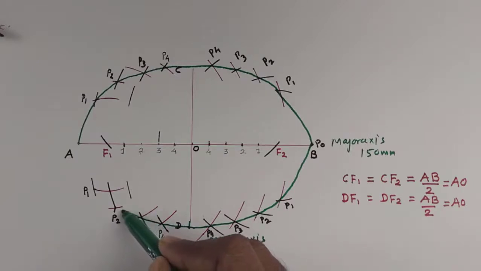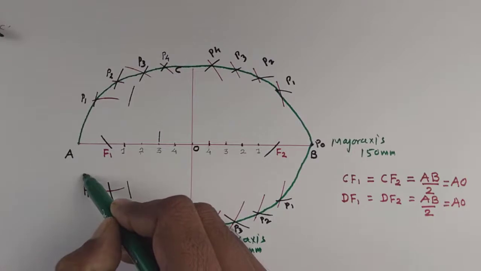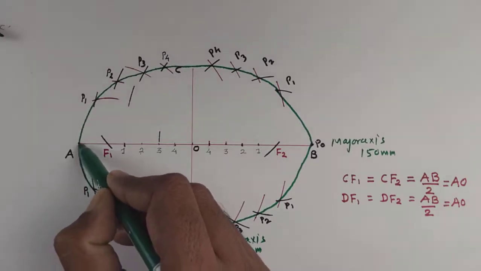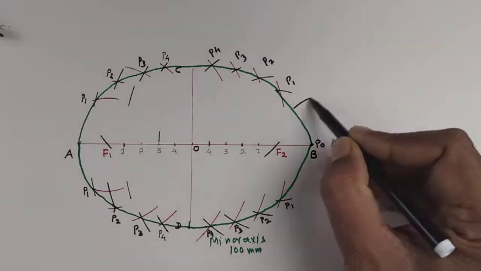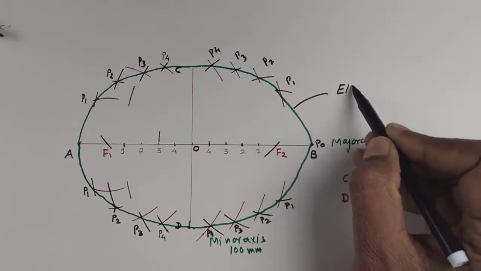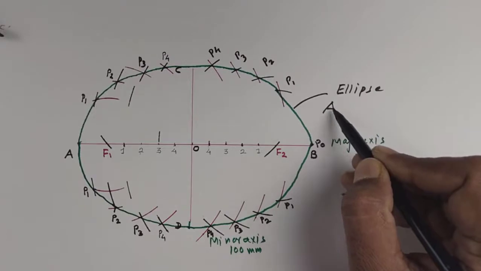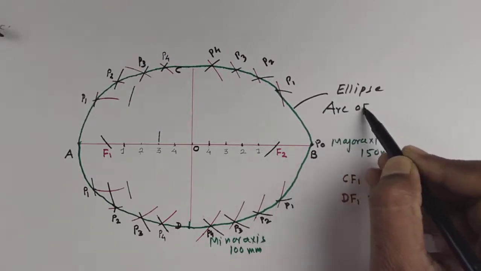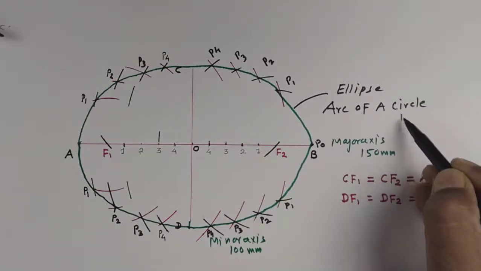You can pass the ellipse through all the points. You can get the engineering curve ellipse using arc of a circle method.